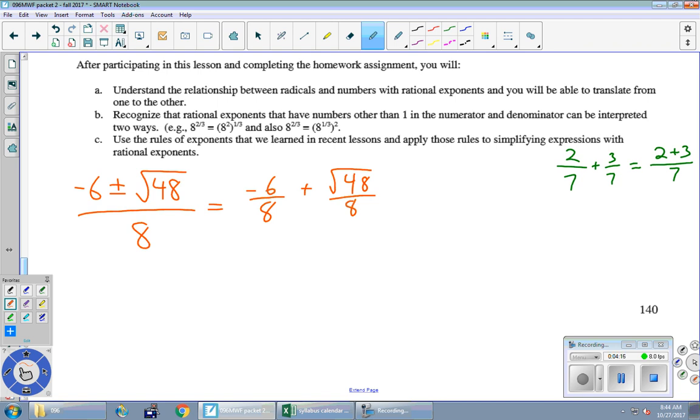The plus or minus is just a little shorthand notation that means, okay, on the one hand, we're going to add them, but on the other hand, we're also going to subtract them. So we just copy the plus or minus there. If I had not said 2 plus 3, I said 2 minus 3, it would still work just as well. Okay, so now that we've got our 2 fractions, we can simplify them separately. Negative 6/8 reduces to what?